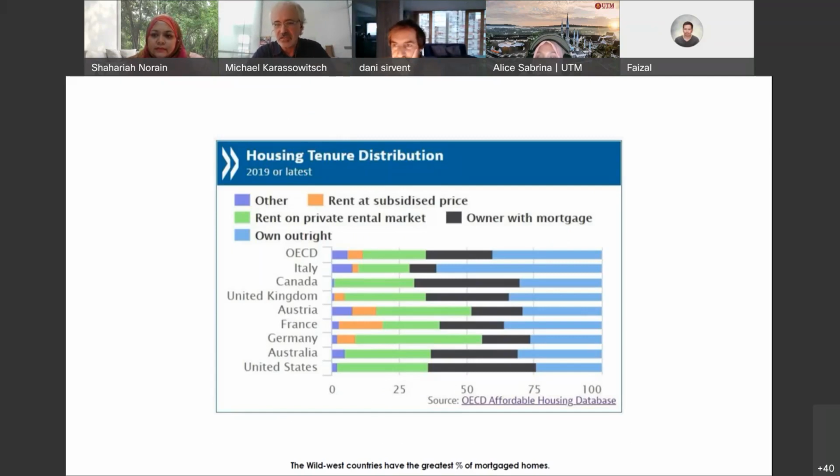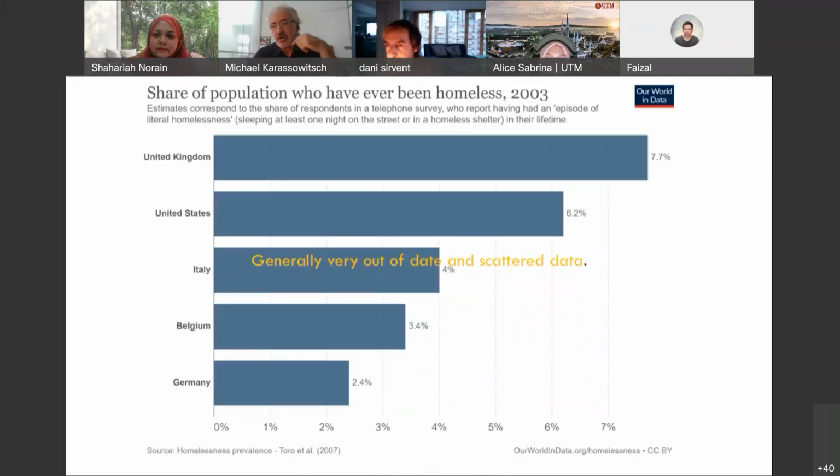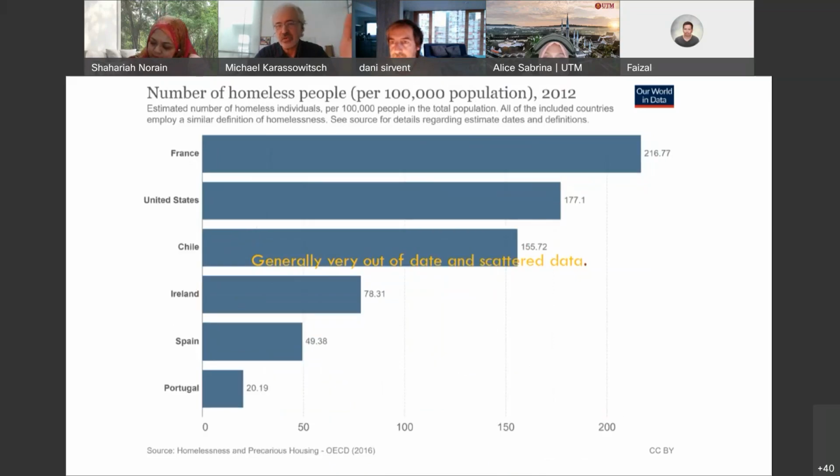So the whole business of spending money and having an industry of funding houses is a really big part of some countries' work. Now, there's tons of stuff on the internet. If you look at homelessness, though, it's really scattered. The data is ancient. It's only partial. It's minimal. Main reason: there's no money in studying homelessness. It's not about money. Homelessness is about the lack of money. So we have a real problem with doing that.